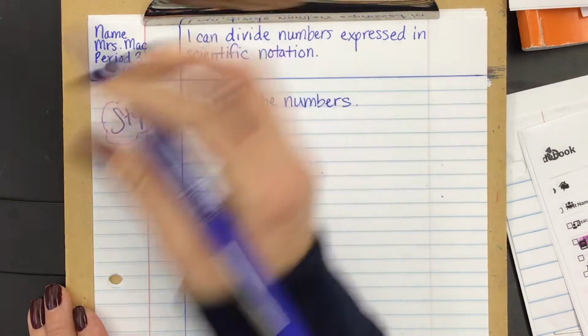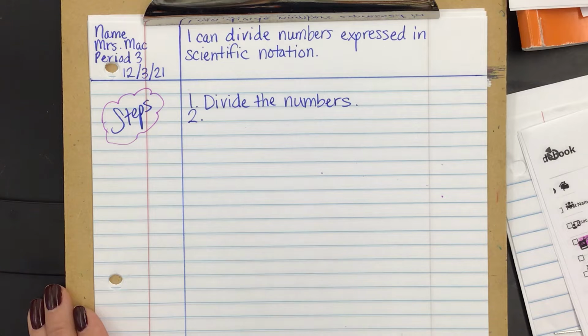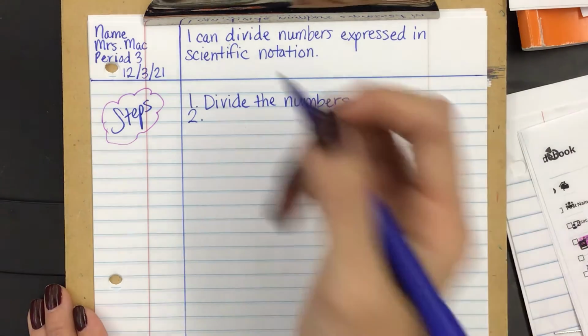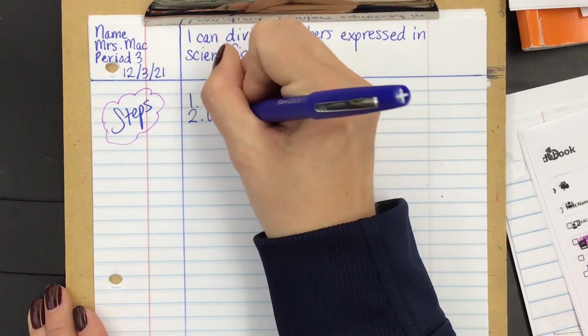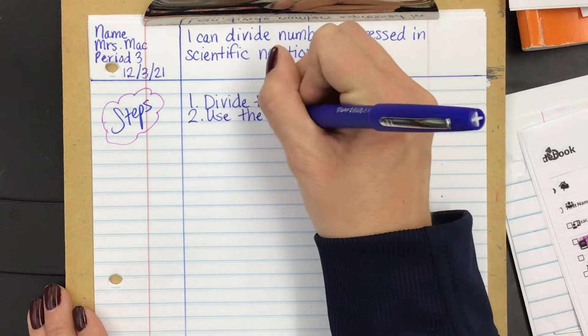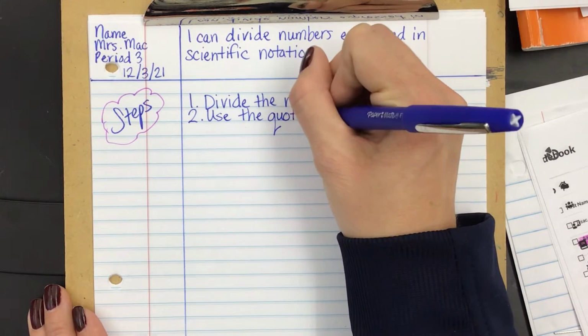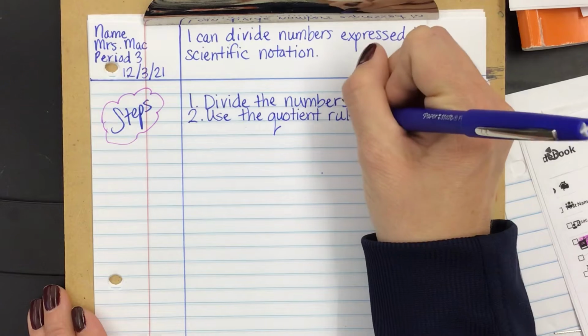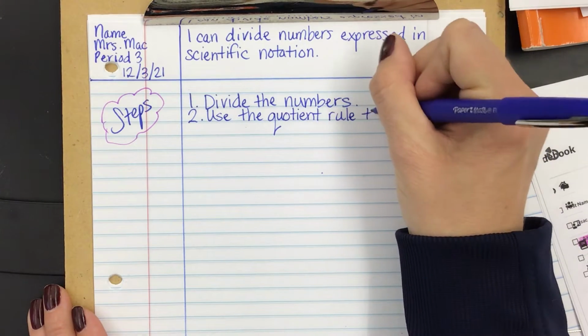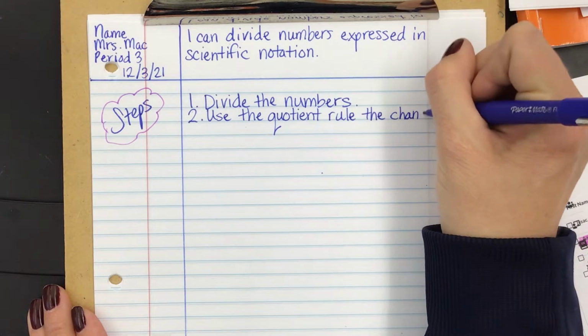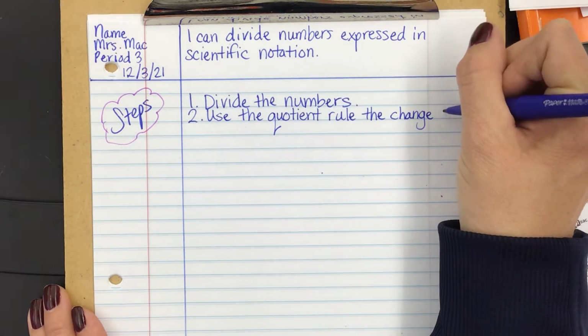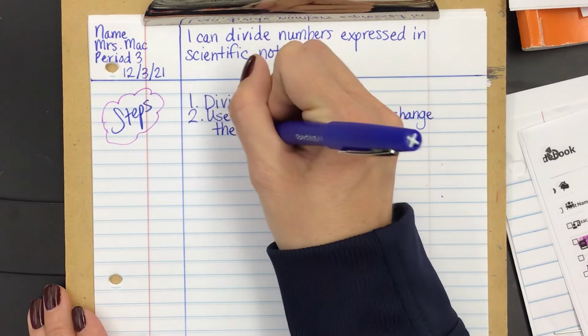The second thing you're going to do is, yesterday we used the product rule of exponents and we added those exponents because we were multiplying. Today we're going to use the quotient rule for exponents to find our exponents. So we're going to use the quotient rule to change the exponent.